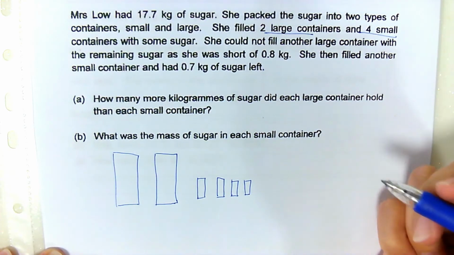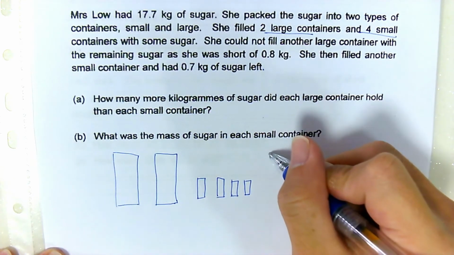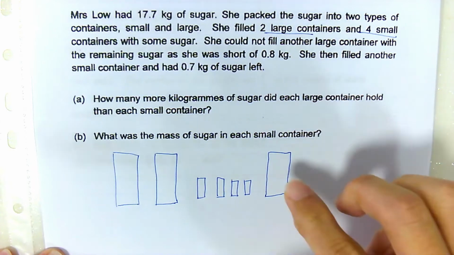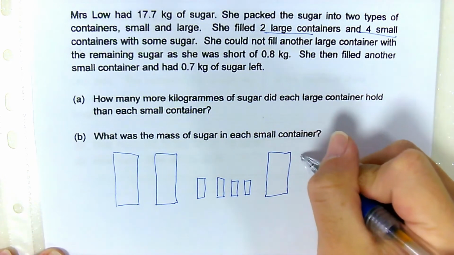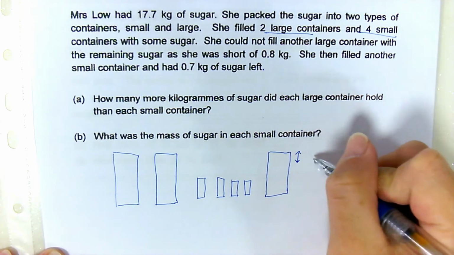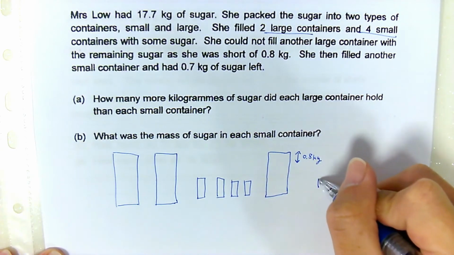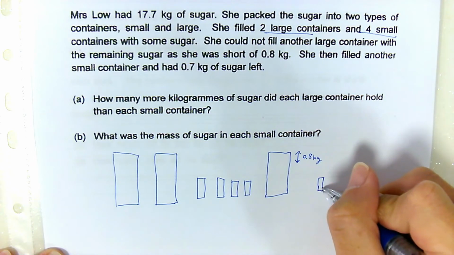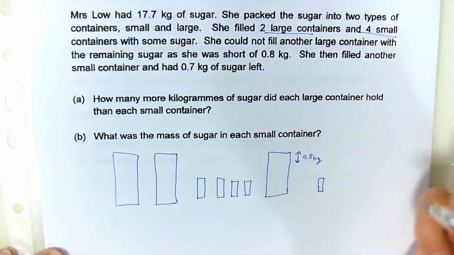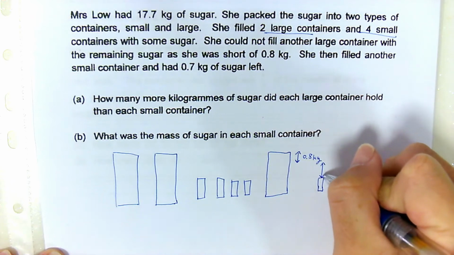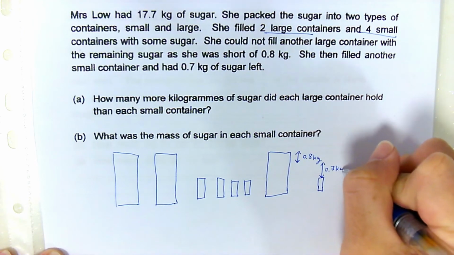Okay, now she said that for the remaining amount, she could not fill a large container. I'm going to draw one large container. She could not fill because she needs 0.8 kg more. But she managed to fill the small container. And she had 0.7 kg of sugar left, which means that from here to here is 0.7 kg.